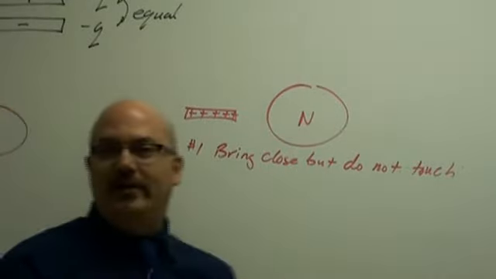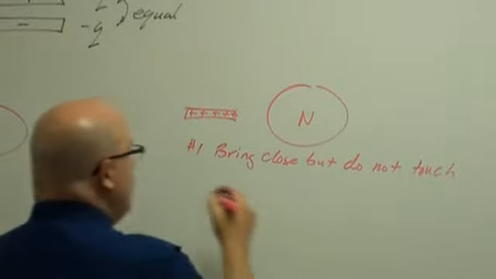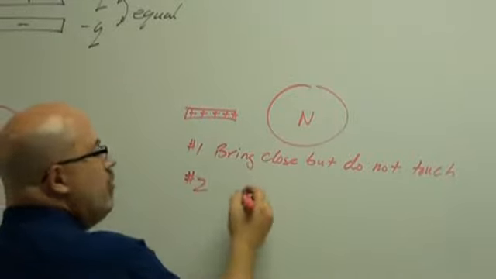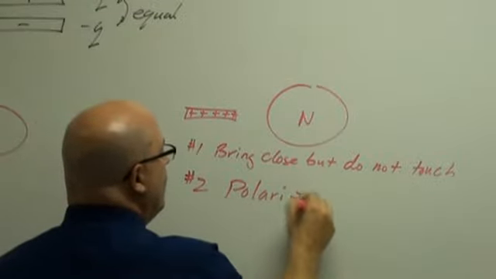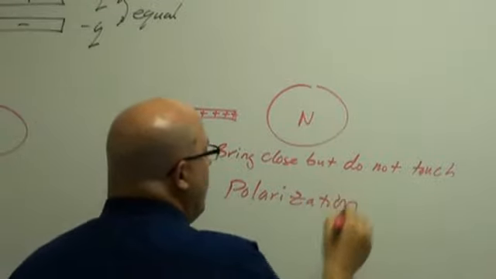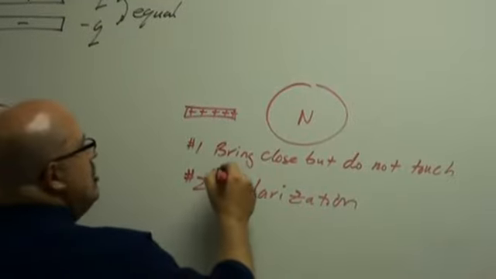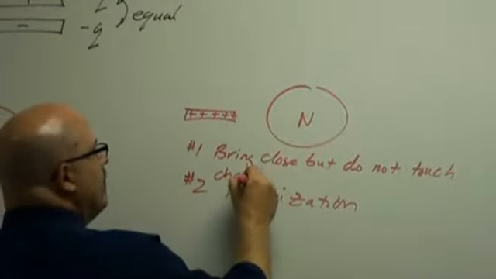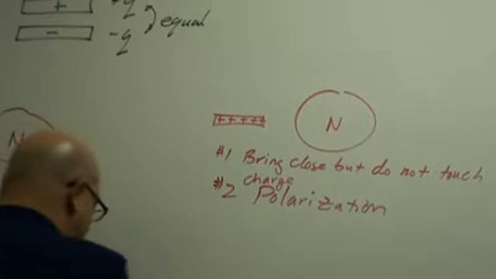All right, bring close but do not touch. Okay, step number two. You get what's called polarization. Because there are different types of polarization, you'll hear the word polarization or polarize in waves as well. So you might want to write charge polarization. You get charge polarization. Now what does that mean?